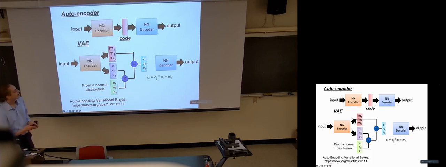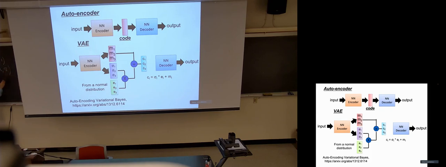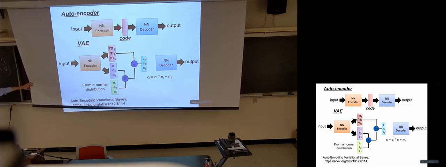We multiply the noise vector by the standard deviation and add the mean, and that's how we sample. So our c will then be sampled from N of mean m and standard deviation sigma.